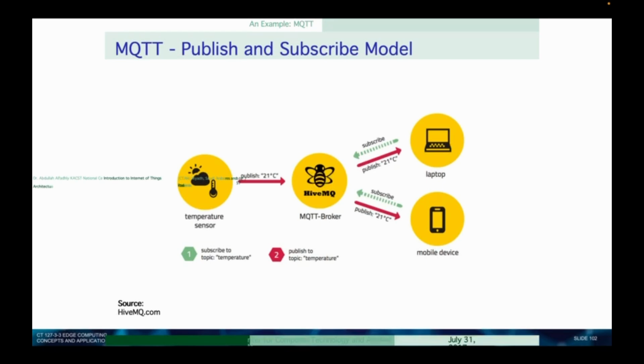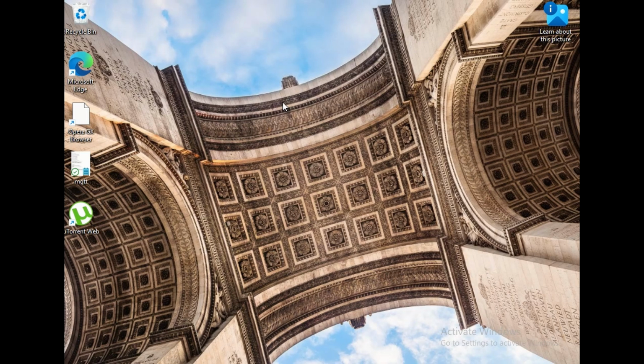MQTT protocol works on the basis of a publication and subscription model. As you know, here we have an MQTT broker, and once we configure the MQTT broker, there will be two parties. One is the subscriber, another is the publisher. Once the publisher publishes something, the subscriber will get that message. So basically it's a working model where we operate on the basis of subscription.